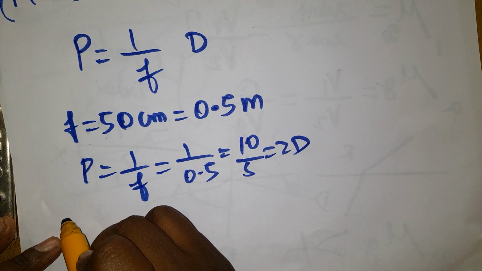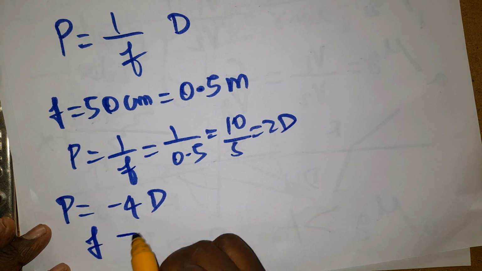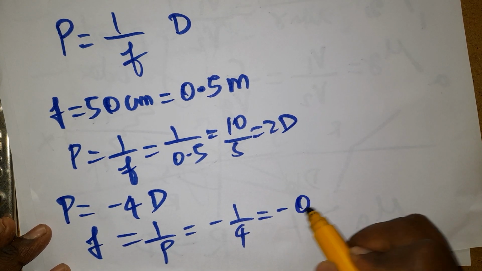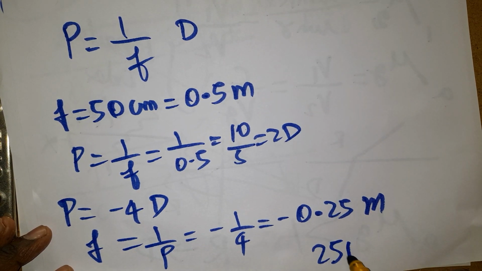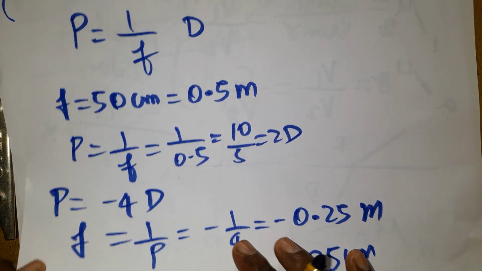Okay. Example, next one: power is equal to -4 diopter. What is the focal length? Focal length is equal to 1 by power. So minus 1 by 4. 1 by 4 is going to be 0.25, so it's going to be in meter. So 25 centimeter as the focal length. Like this you can calculate the opposite way. Okay. Next one.